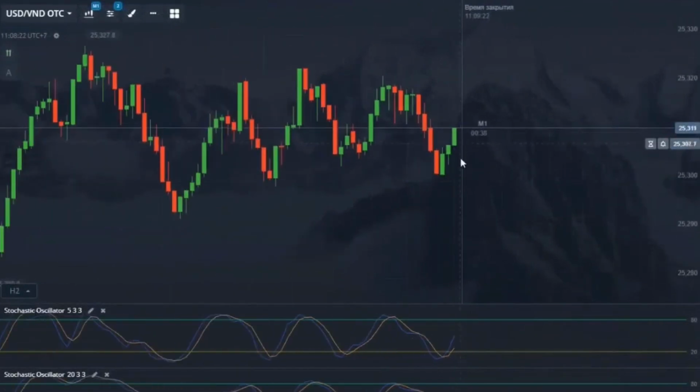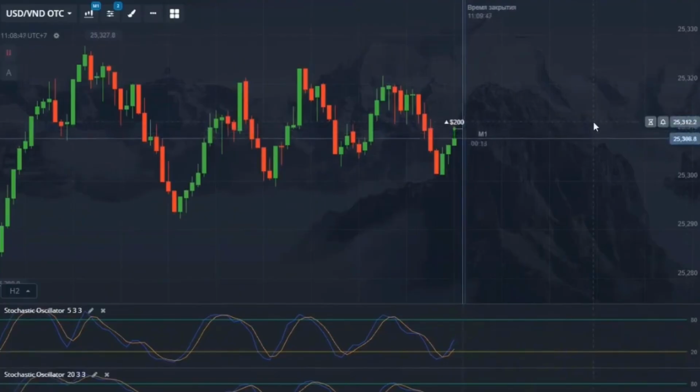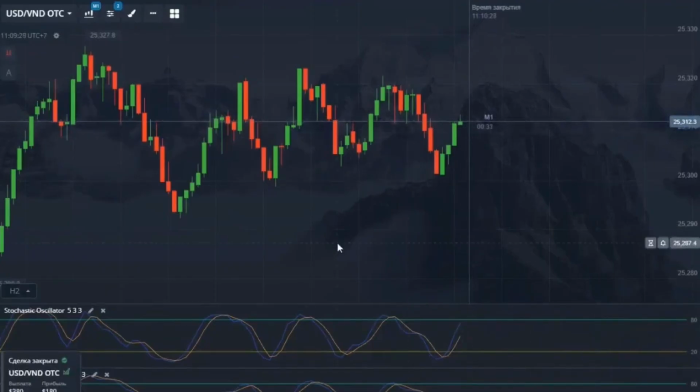Both stochastics have already broken through and exited the 20 zone. And the price has already risen quite well according to them. So, to avoid dragging this out, I'll enter here with $200 for an upward move. Well, the trade ends in profit, another 180 added to the deposit, and now the deposit is already at $29,800.